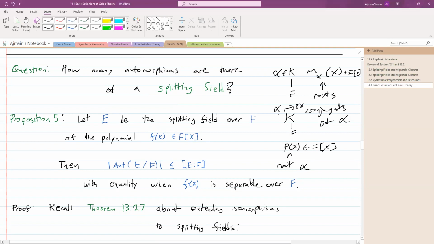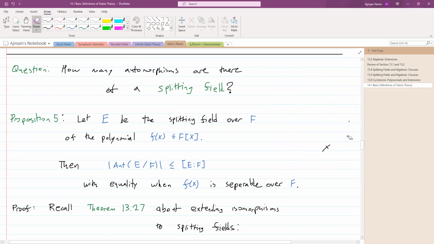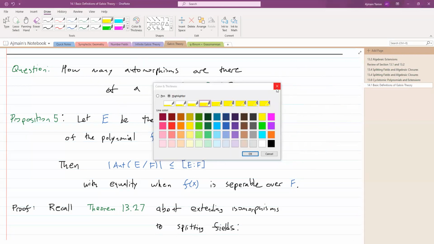Okay. So why are we thinking about splitting fields? Because a splitting field contains all of the roots of p of x. So we have the maximal number of automorphisms, if you will, right? We have the maximum number of options to send alpha to. So this is the case where we have the biggest automorphism group. Anyway, let's just focus on splitting fields.